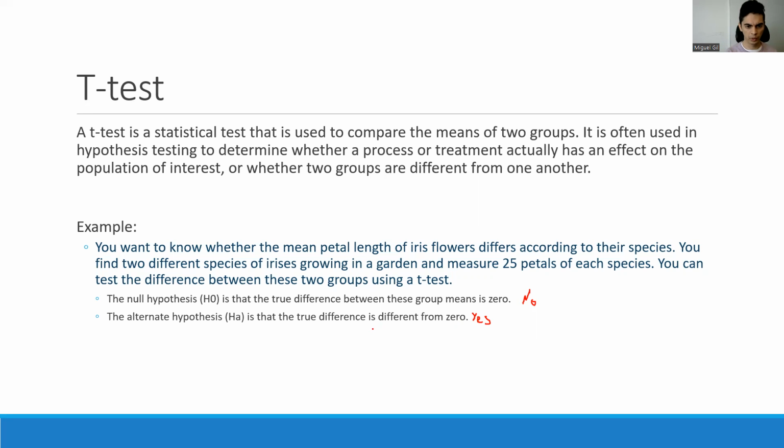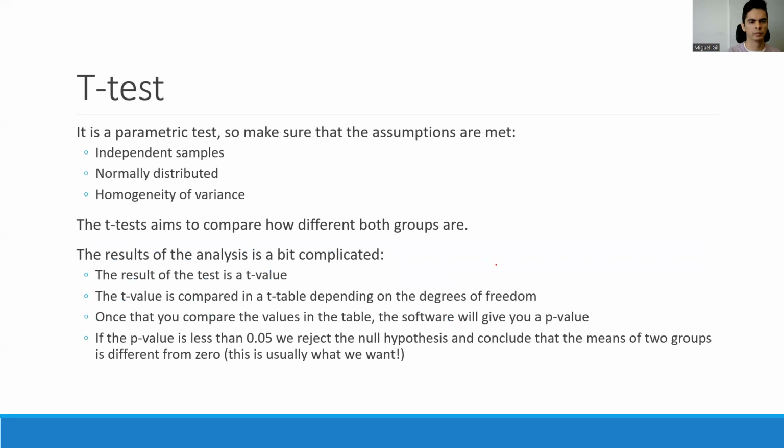So that's the hypothesis that you do when you want to test something. Always the null hypothesis is the one where there is no difference, where the groups are the same, or there is no effect, there is no relationship. And the alternative hypothesis is the one that tells you that there is difference. So let's move on to the next.